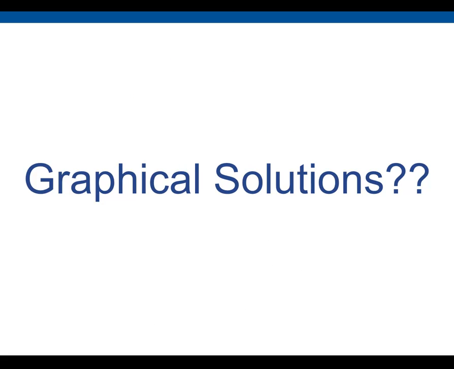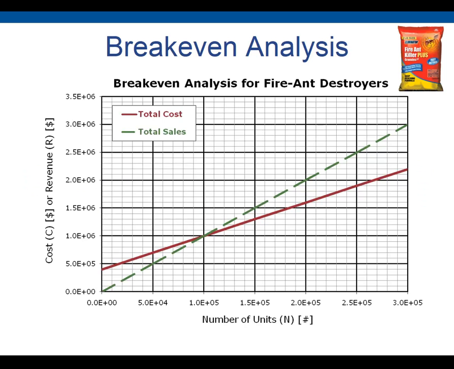The last concept is we can also find some solutions from a graph. Okay, let's see some examples here. Break-even analysis, which is a very important concept for you. We have a fire ant plus fire ant destroyers. You can see the x-axis shows the number of units, and the y-axis shows the cost or revenue. The red line indicates the total cost for a company, and the green line is sales revenue.